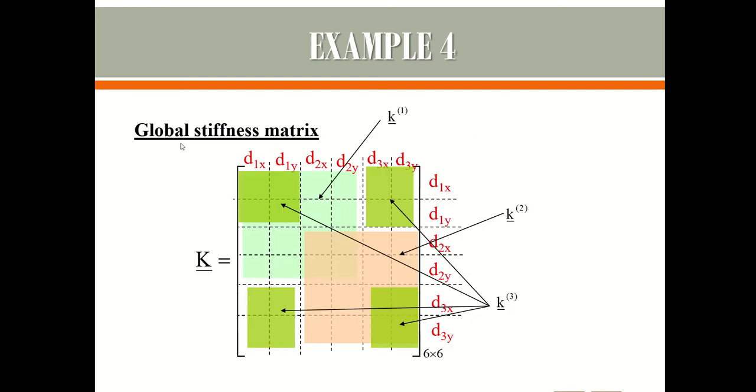Okay, and then you can assemble all the element stiffness to establish the global stiffness. Okay, the global stiffness. See, node 1 X, node 1 Y, node 2 X, node 2 Y, and then node 3 X, node 3 Y. Similar to here, okay? See here, this called this area, these areas belong to, what's it?